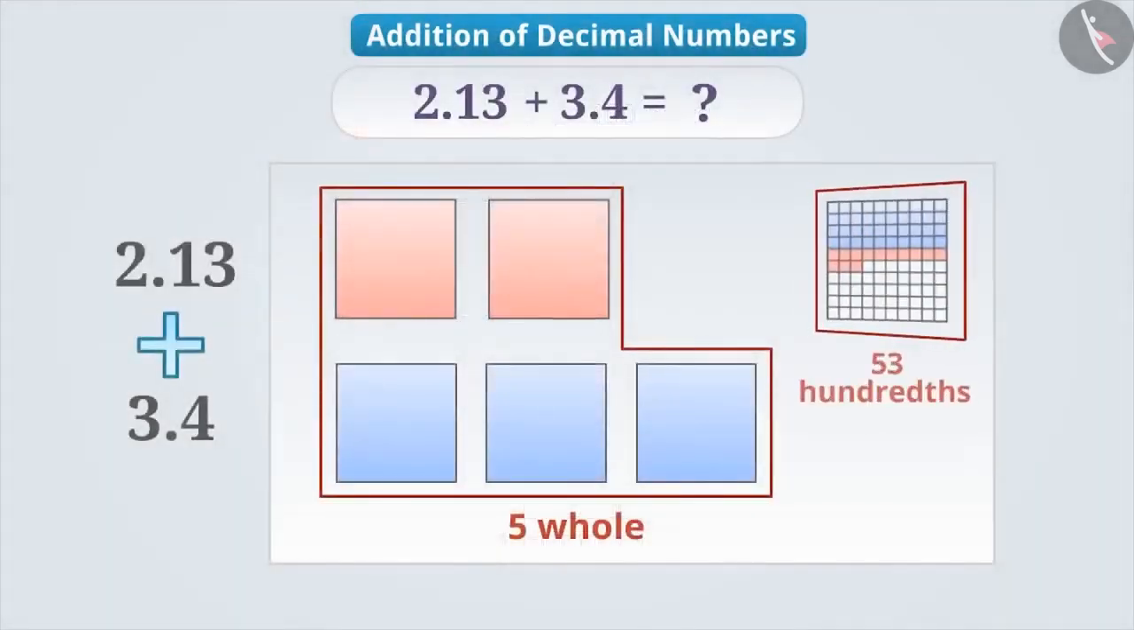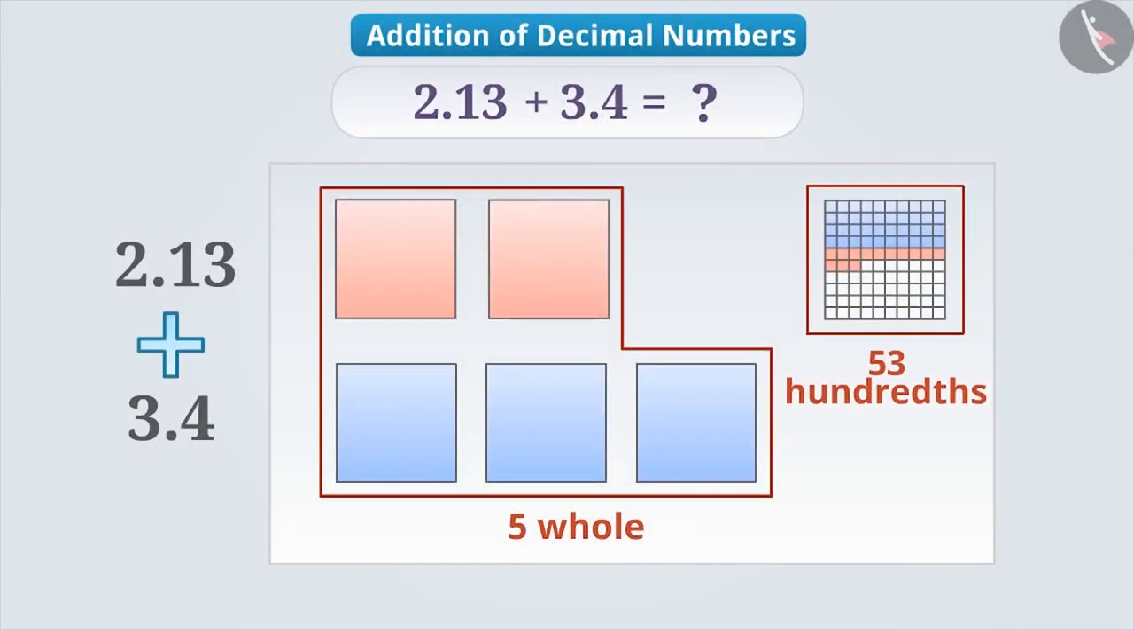Now tell me, how do you write 5 wholes and 53 hundredths in decimal form? Think for a while. Absolutely correct. We write it as 5.53.